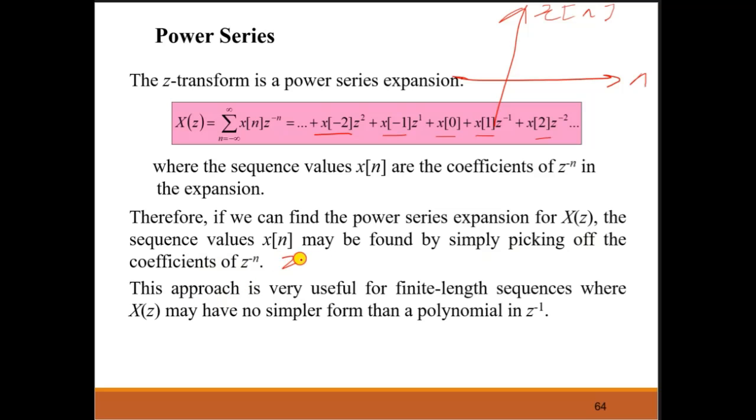So this is where we can write x[n] in the form of a sequence of numbers, any numbers, 1, 2, 3 and so on. So we know that each number is at n equals 0, n equals 1, 2 and so on. And if there are values here, this is n negative 1 and negative 2. Alright, so we use this method when we find that X(z) is a simple polynomial.